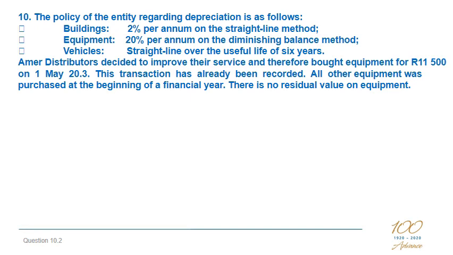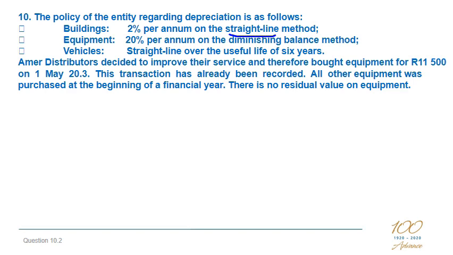The policy of the entity regarding depreciation is: for buildings 2% per annum on the straight line method, for equipment 20% per annum diminishing balance, and for vehicles straight line over the useful life. So write down the formulas for each of these methods.